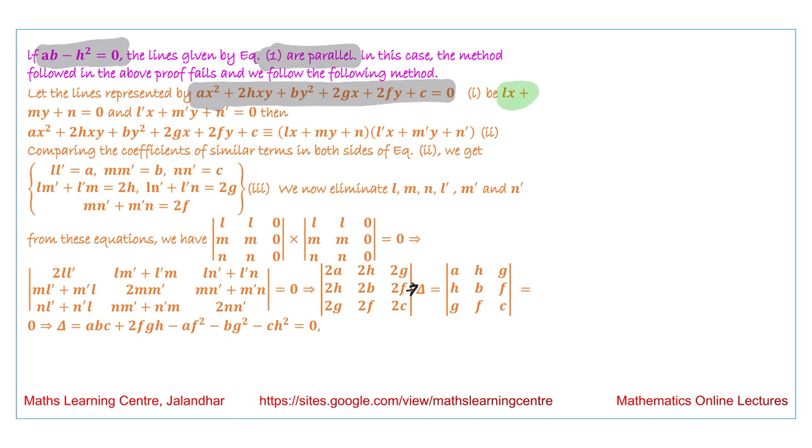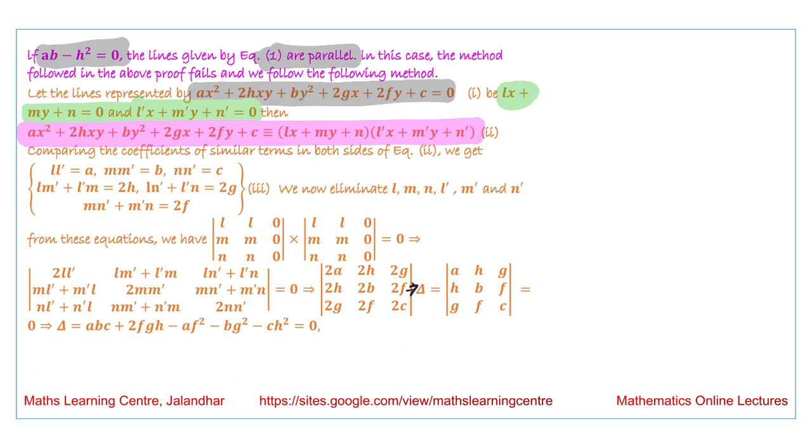Now suppose we have two lines, and the equations of the lines are given by lx plus my plus n is equal to 0, and l dash x plus m dash y plus n dash is equal to 0. So we have equated the product of these two equations with the given equation.